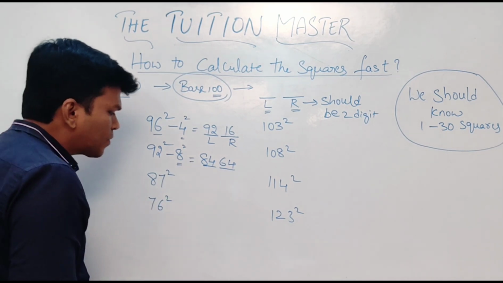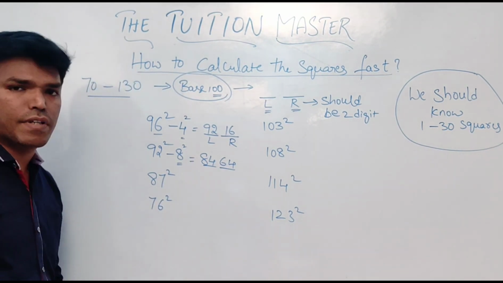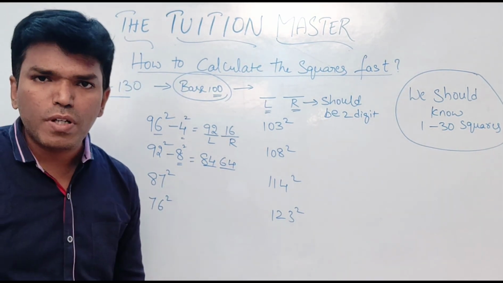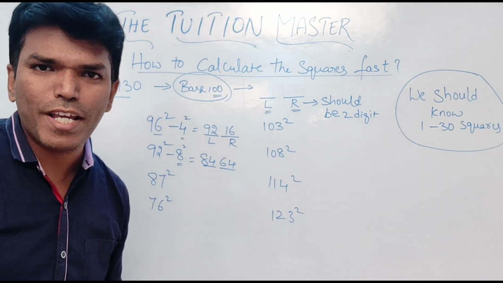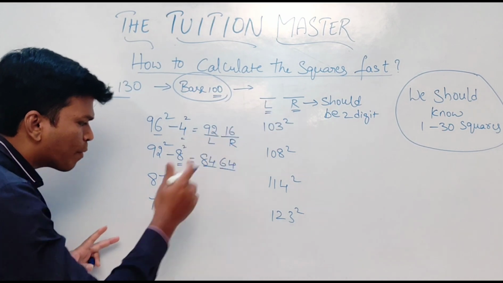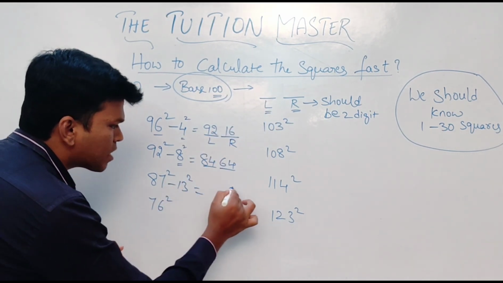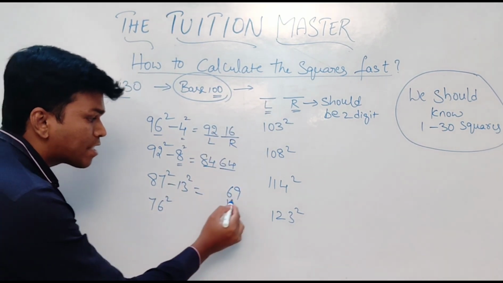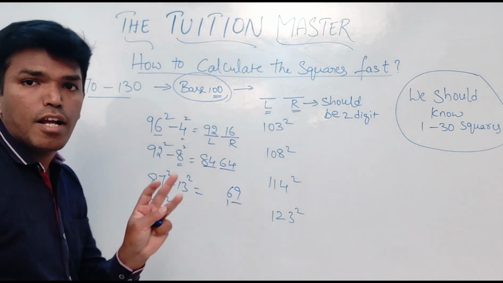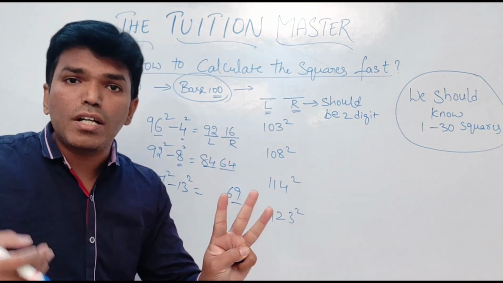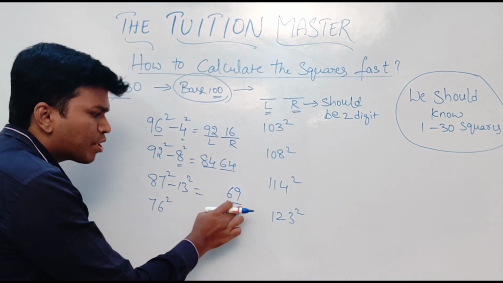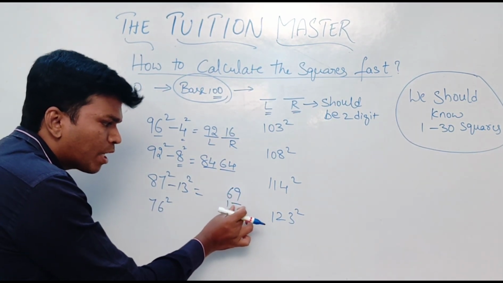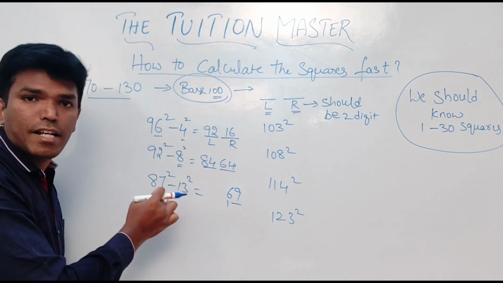Now similarly 87 and 76. You can pause the video, calculate the squares, and come back and cross check the answers here. Okay, see here, 87. How much less? 13 less. 13 square, 169. So 1 is the carry. As I told you, if we are getting more than 2 digits, we have to carry forward the highest place value. So in 169, I kept 69 like that only and carried 1 to the left side.